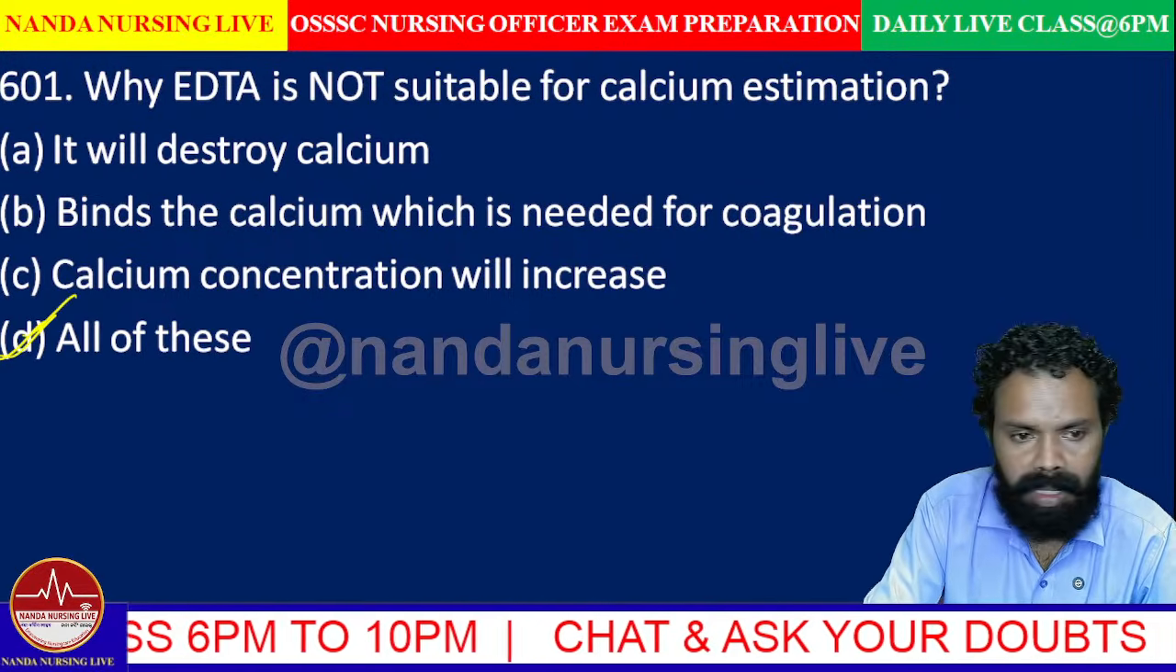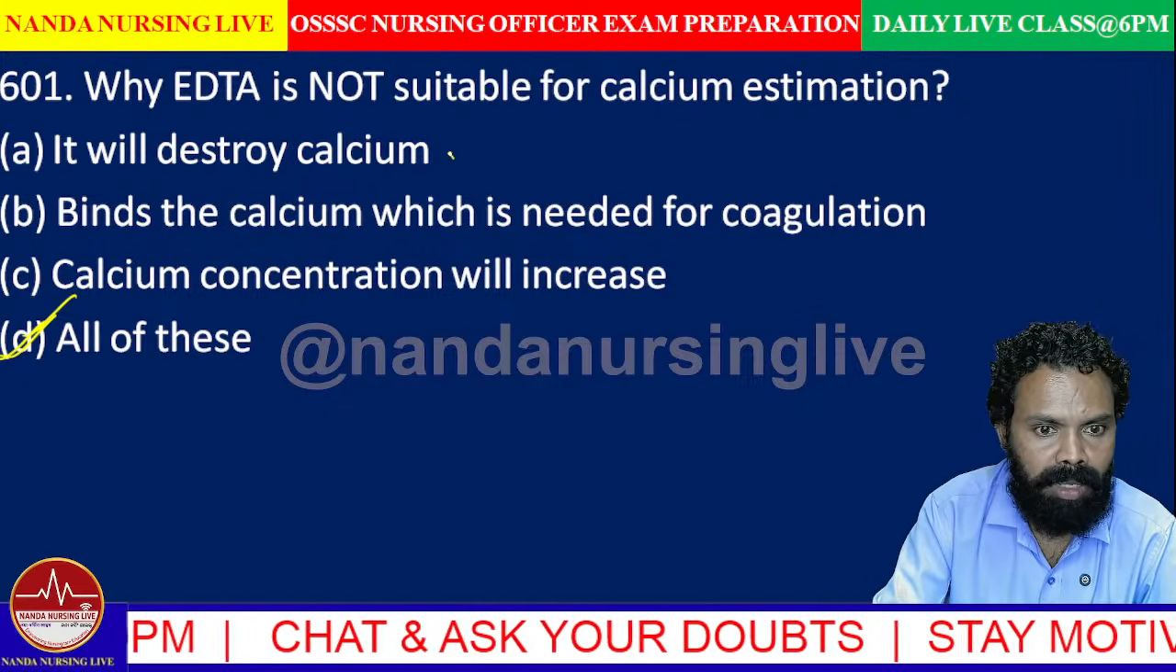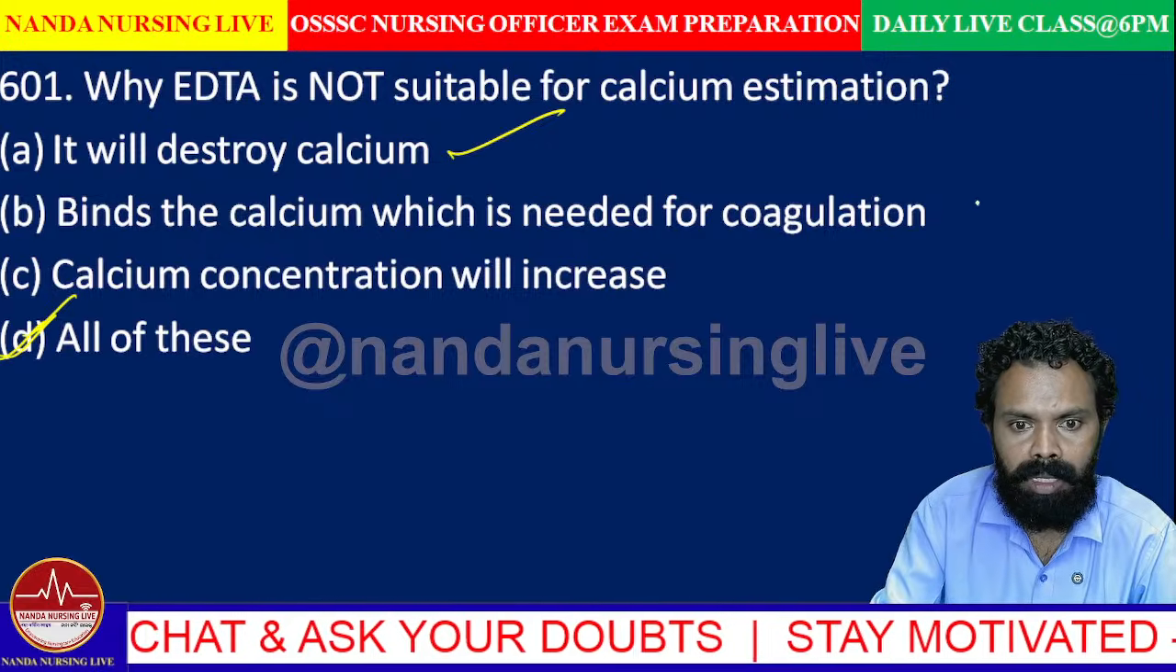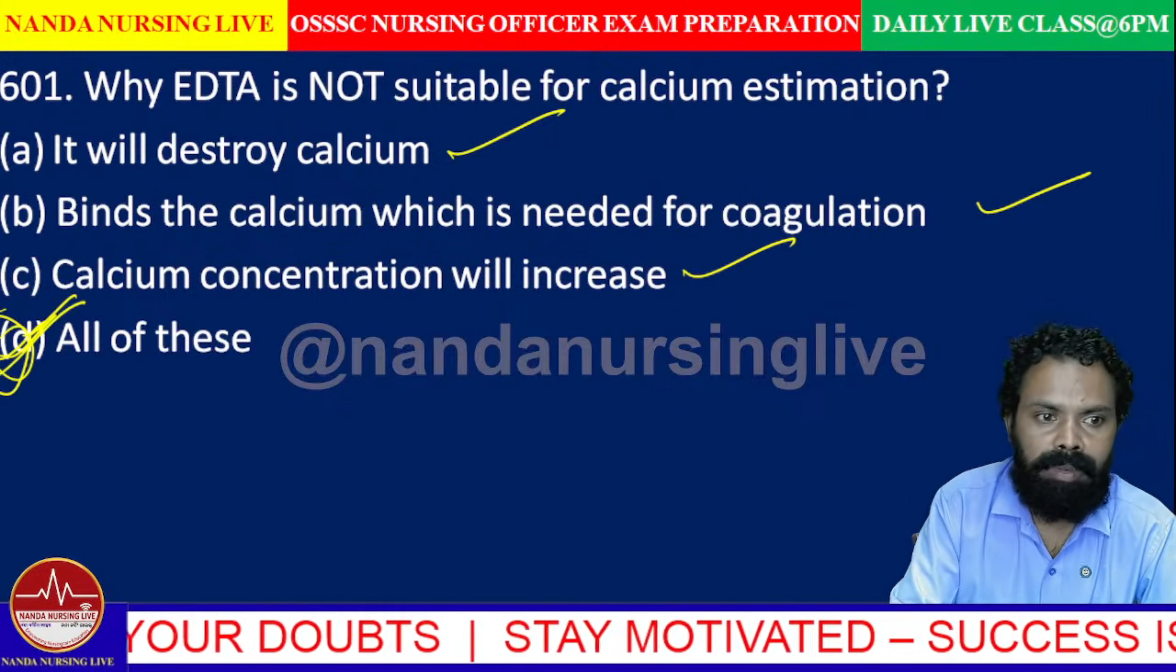Option D is the correct answer. EDTA is not suitable for calcium estimation. It will destroy calcium, bind the calcium which is needed for coagulation. Calcium concentration will increase. So all of these above, option D is the correct answer.